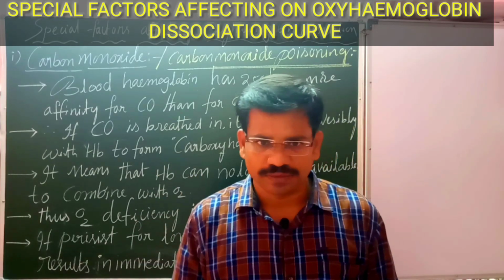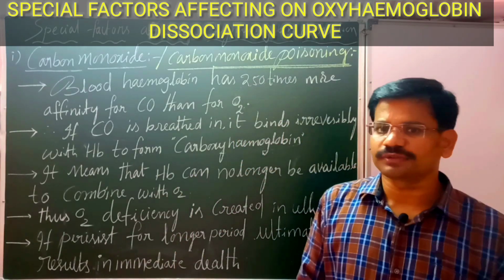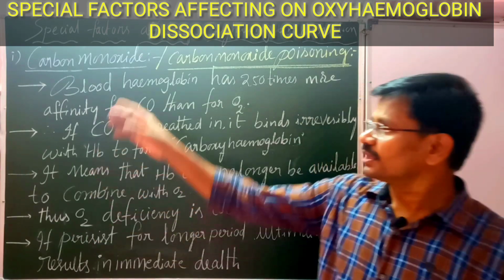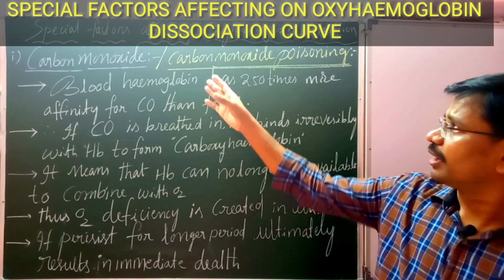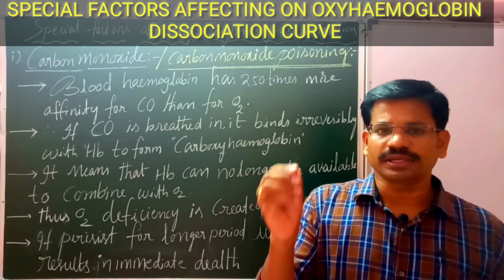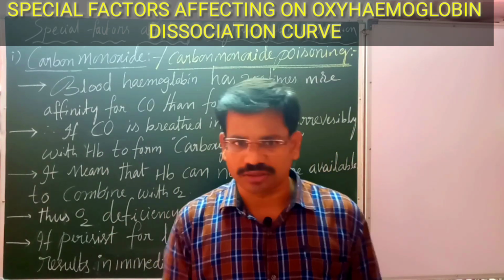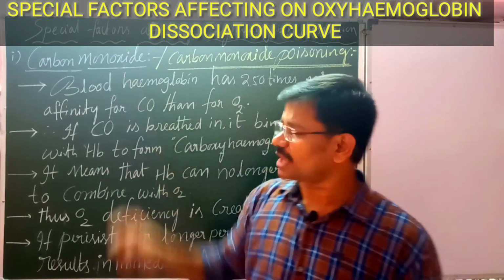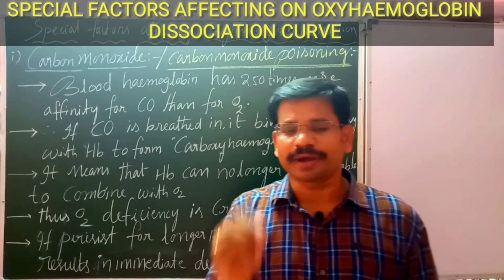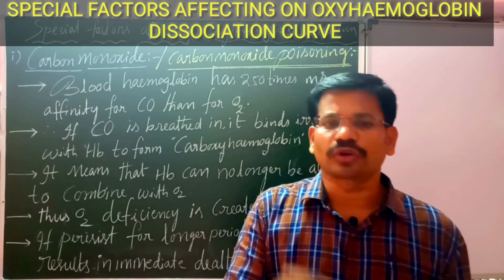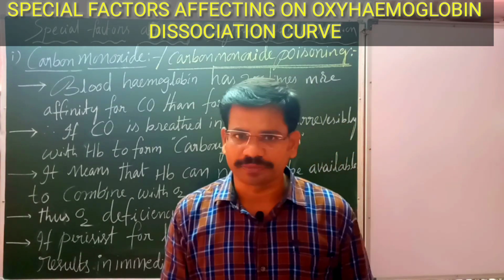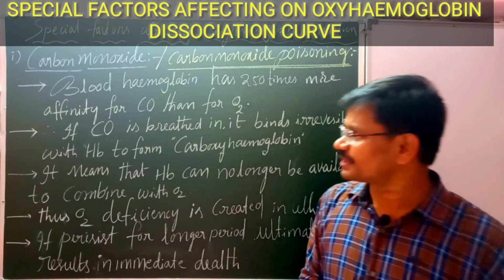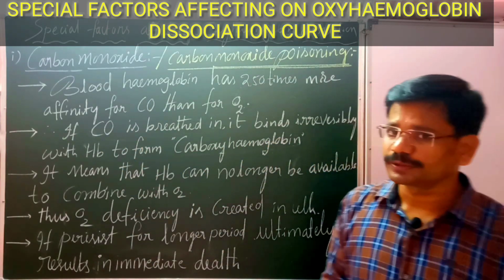That oxygen will be utilized by the body cells. In this lecture we are going to talk about some special factors affecting the oxyhemoglobin dissociation curve. The first factor is carbon monoxide, the second factor is fetal hemoglobin, the third factor is myoglobin. Let me explain the first factor, that is, carbon monoxide.